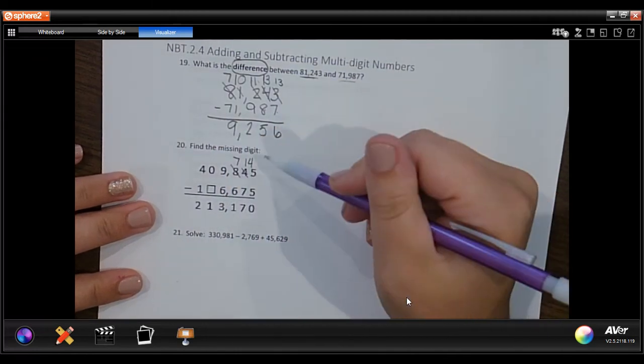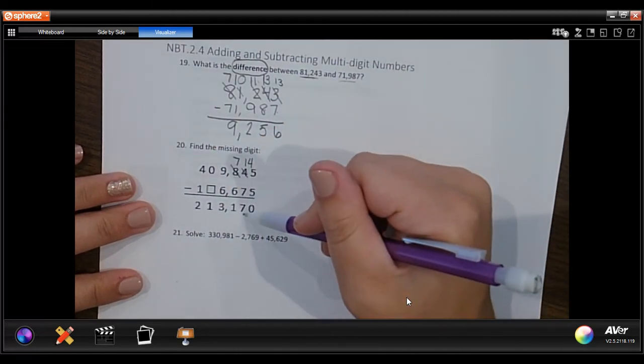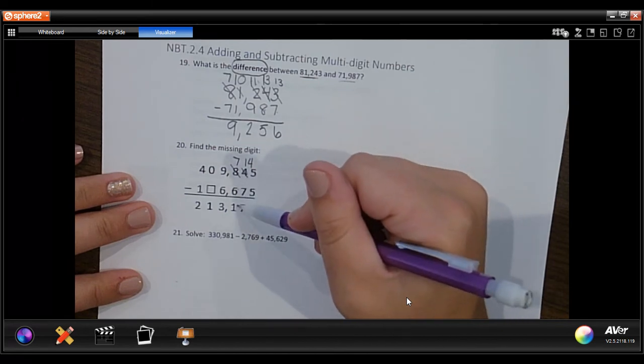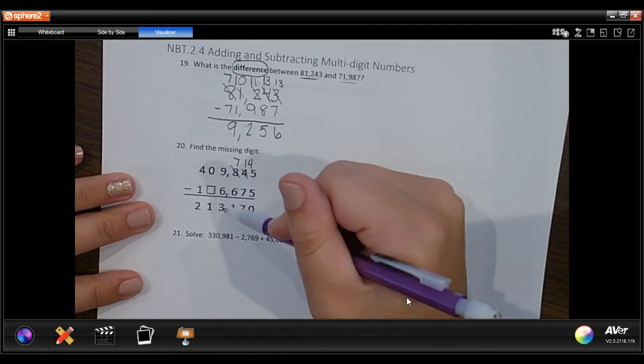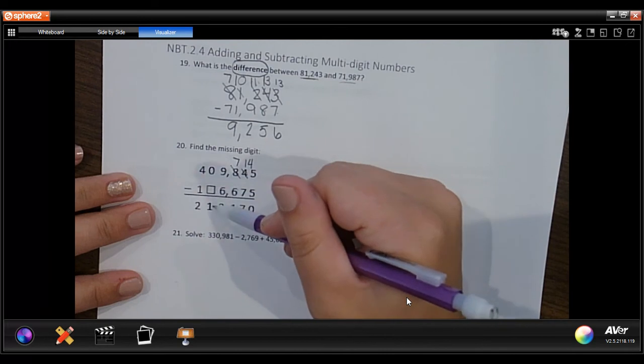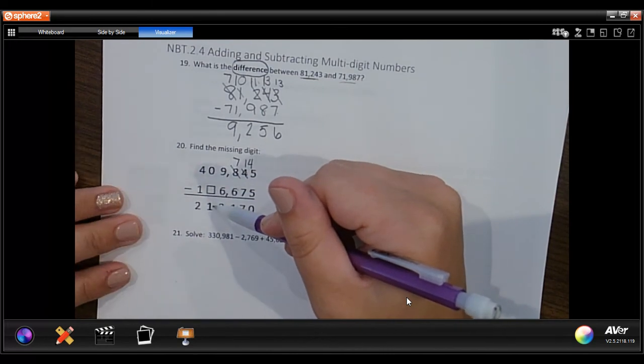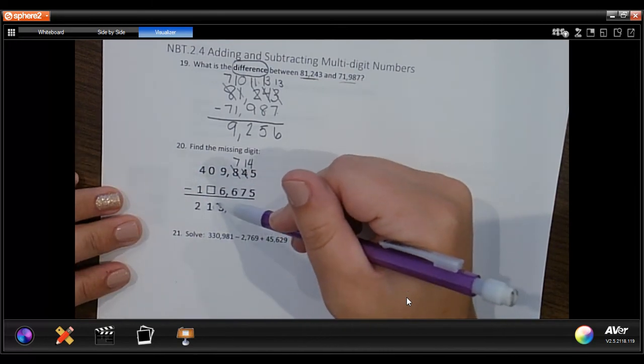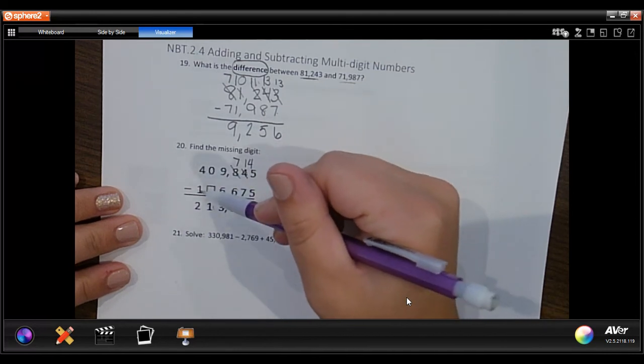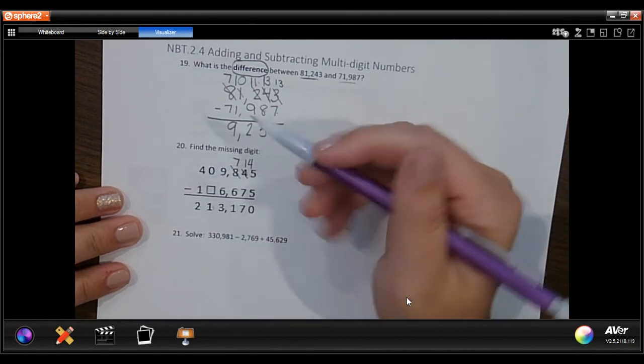Now that makes sense. 14 minus 7 equals 7. 7 minus 6 equals 1. 9 minus 6 equals 3. This says 0 minus blank equals 1. Well, if I have 0 of something and I take something away, I can't have 1. And this next one says 4 minus 1 equals 2. That doesn't make sense either.